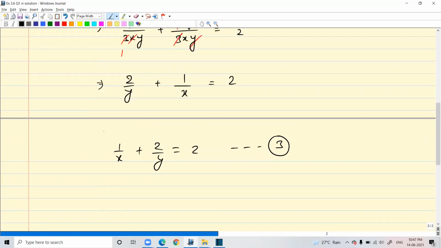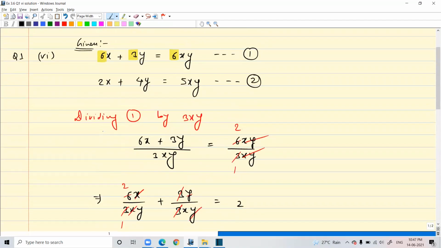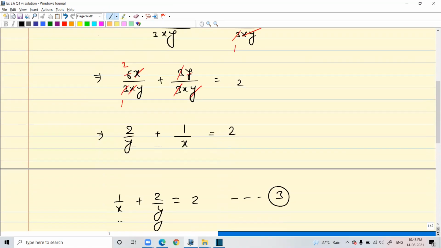And we will do a similar thing in the second equation also. So as you can see, the second equation has a 2 and a 4 here, but this 5. So this 5 does not have 2 in common. So we can't cancel any coefficients here. Coefficients we cannot simplify any further. So let's do only division by xy. Dividing the second equation by xy. Let's do that.